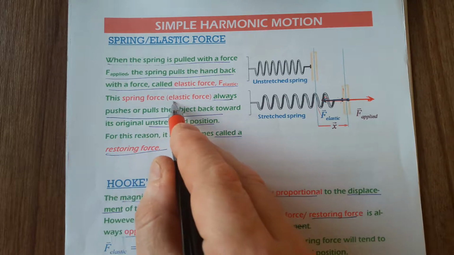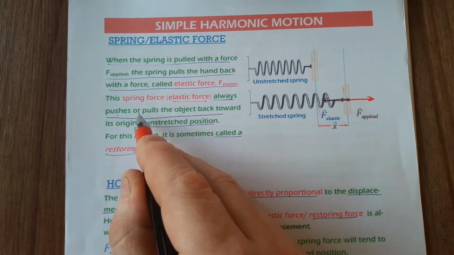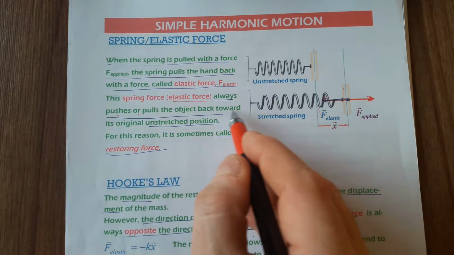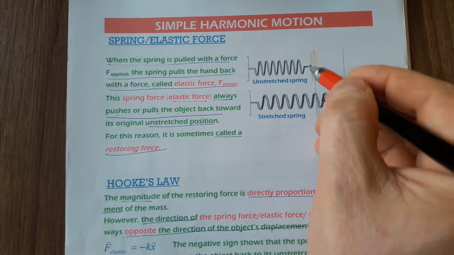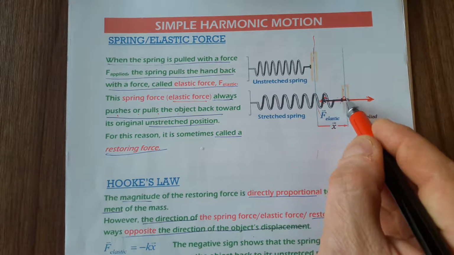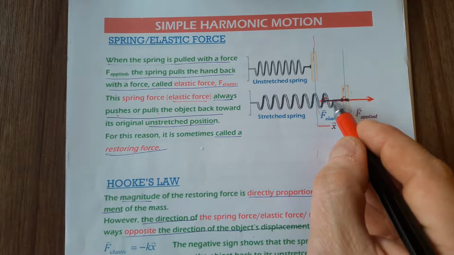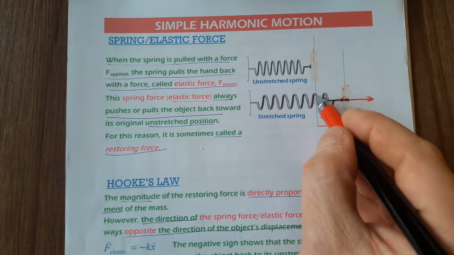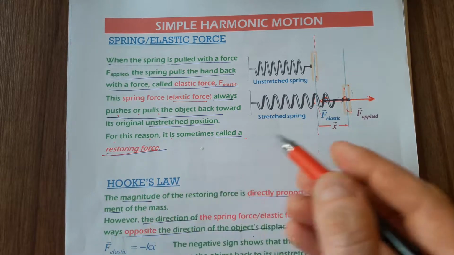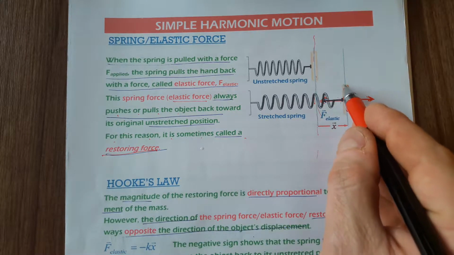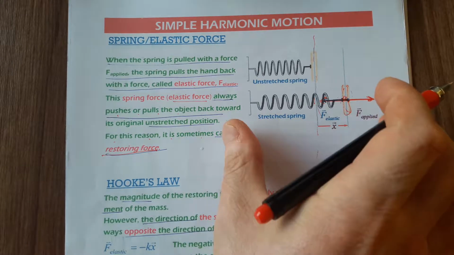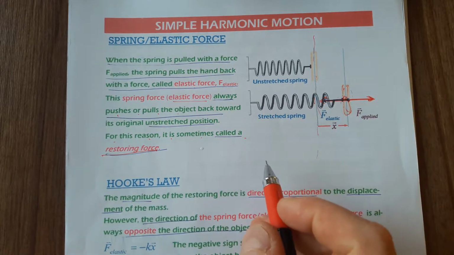The spring force, another name for elastic force, always pushes or pulls the object, right here it pulls, towards the equilibrium position, the unstretched position. As you see, the elastic force is pulling your hand or the handle back to the unstretched position. For this reason, it's sometimes called a restoring force. Why restoring force? It's called that because it wants to restore the spring to its original position.